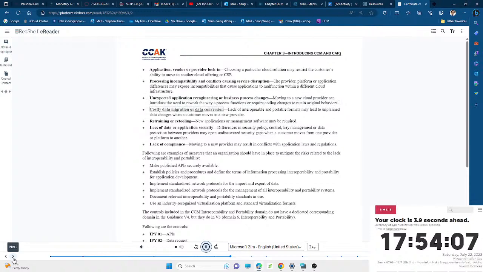Costly data migration or data conversion. Lack of interoperable and portable formats may lead to unplanned data changes when a customer moves to a new provider. Retraining or retooling new applications or management software may be required. Loss of data or application security.